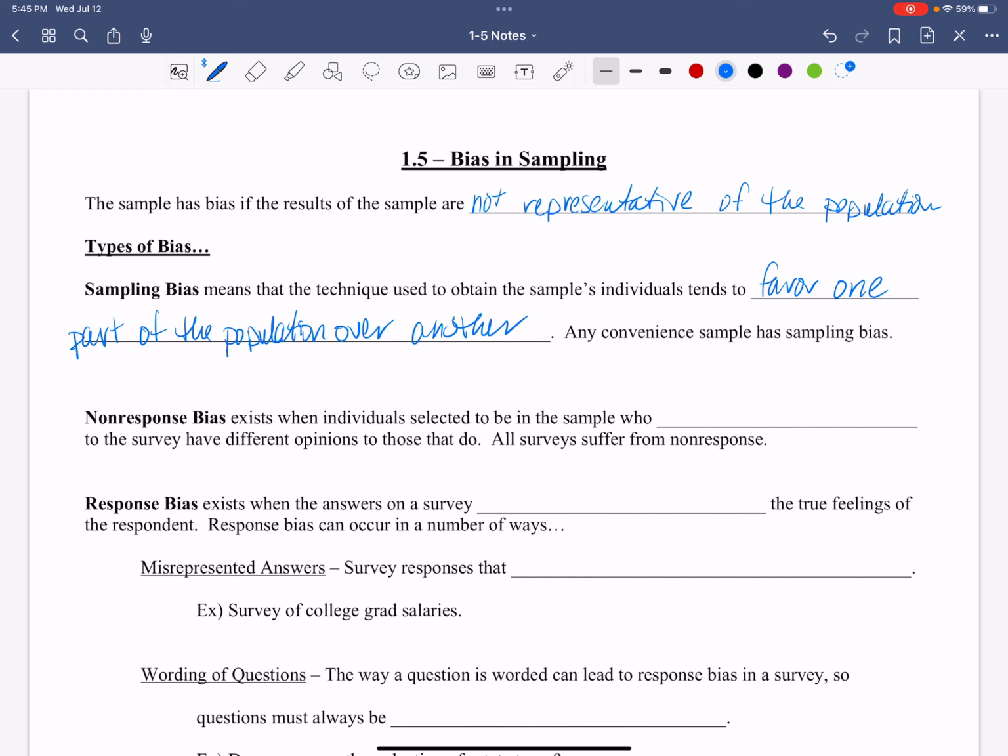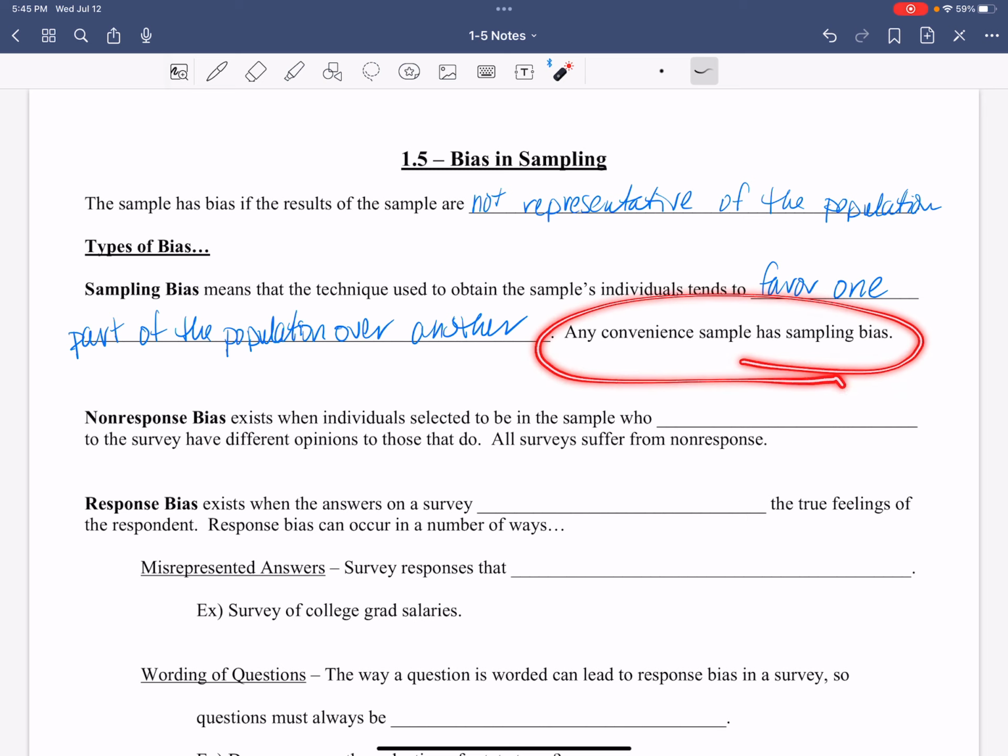Any convenience sampling. Remember we talked about the different types of sampling. Any convenience sample, yes, it's the easiest one to obtain, but it has sampling bias because you're not getting a general sample here. You're just getting a sample of what's right next to you, or the easiest way to get that. So that's a sampling bias.